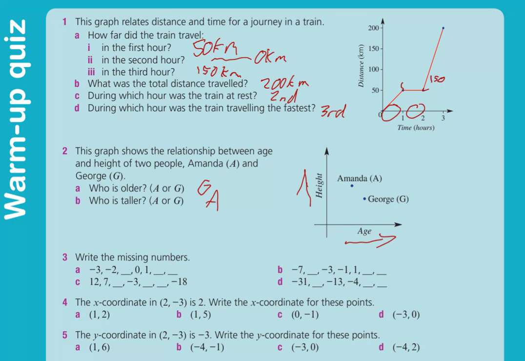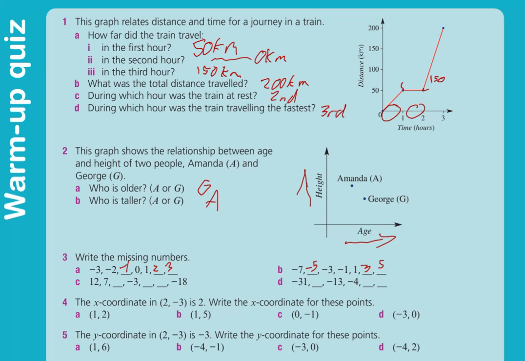All right, write the missing numbers. -3, -2, -1, 1, 2, 3. We're going up by 1 every time. This time, we're going up by 2 every time, because that's what I saw between -3 and -1, and -1 and 1. Therefore, 3, 5.